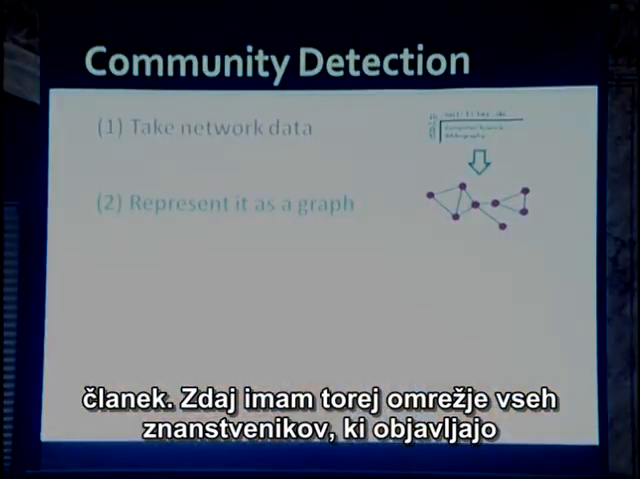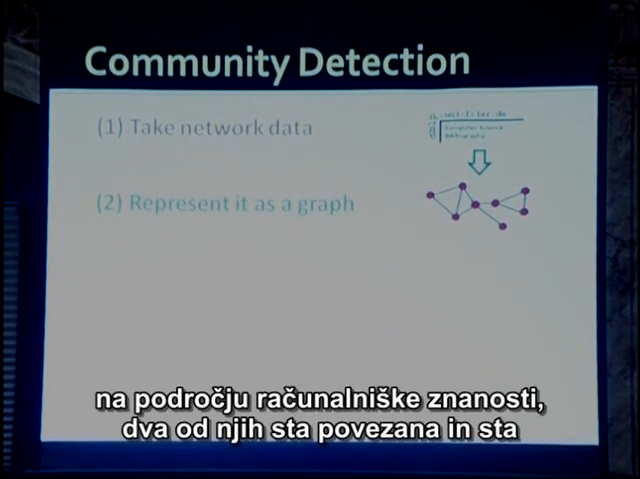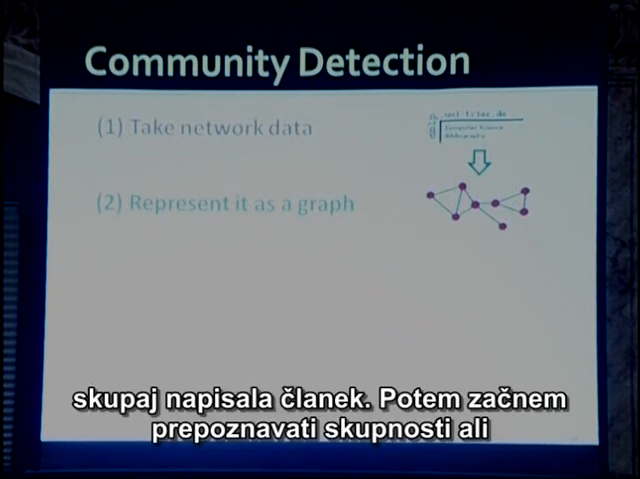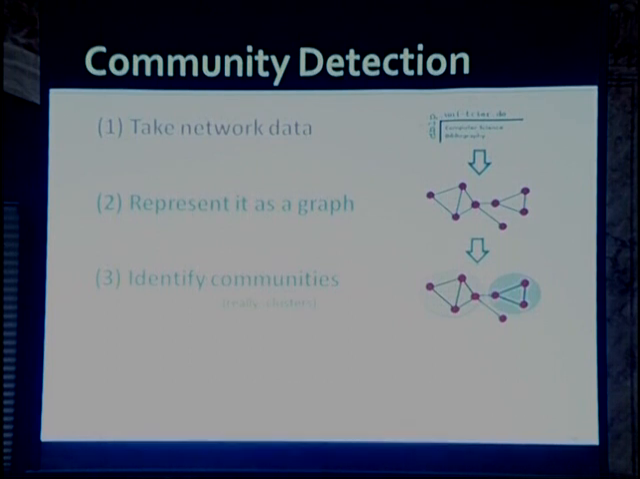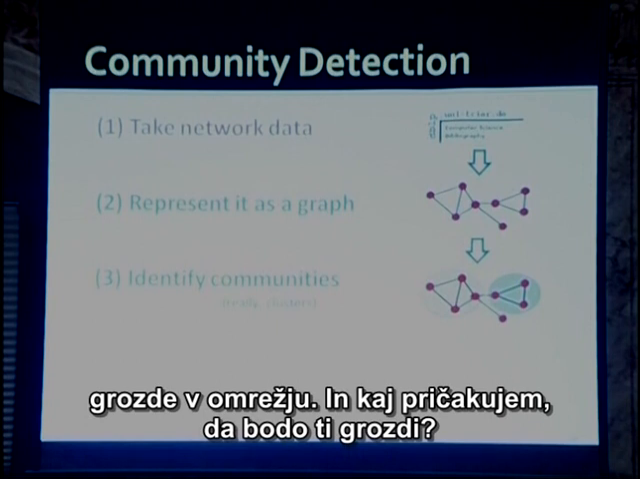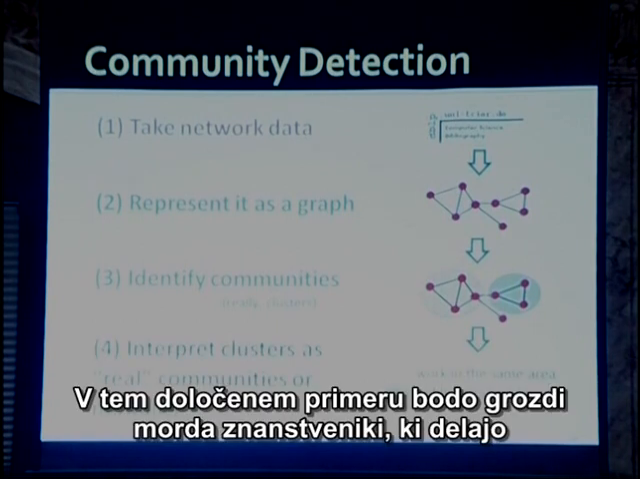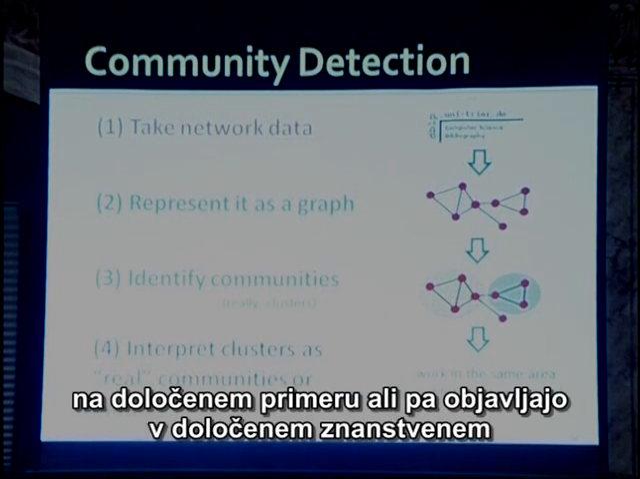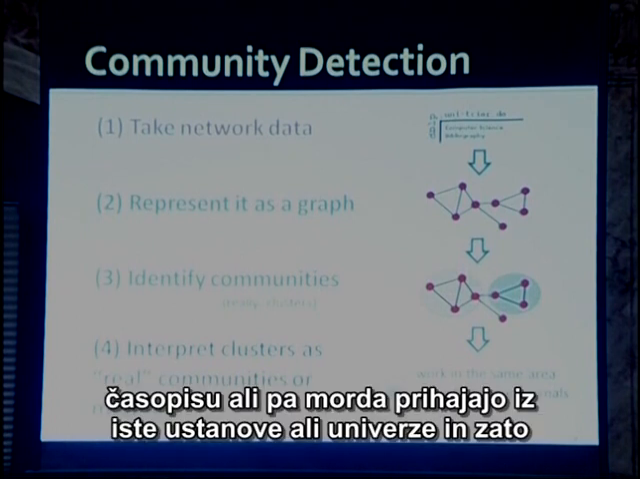So now I have a social network of all the scientists who are publishing in computer science venues, and two of them are connected if they wrote a paper together, okay? And maybe I get a network like that. And then I can say, okay, now I will go and identify communities, clusters, in this kind of network. And what would I expect these clusters to be? In this particular case, maybe the clusters would be that all these people work in the same area, or all publish in the same journal, or maybe they come from the same institution, same university, and that's why they work together, right?